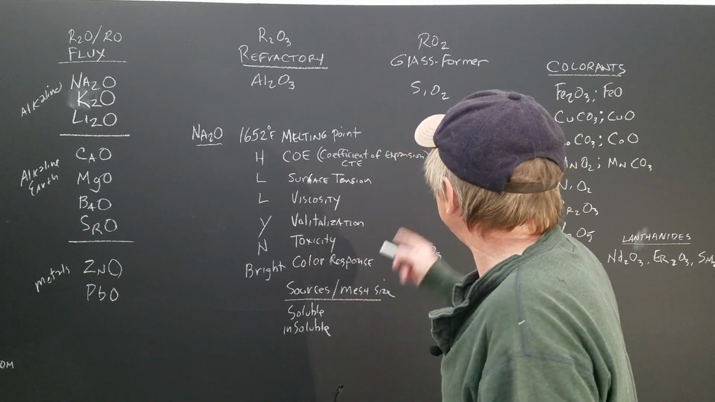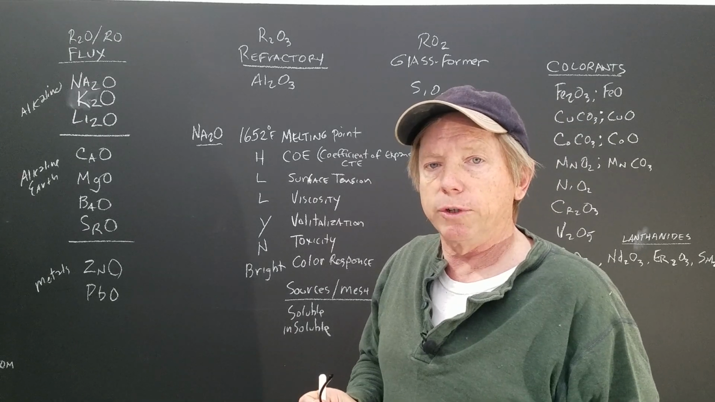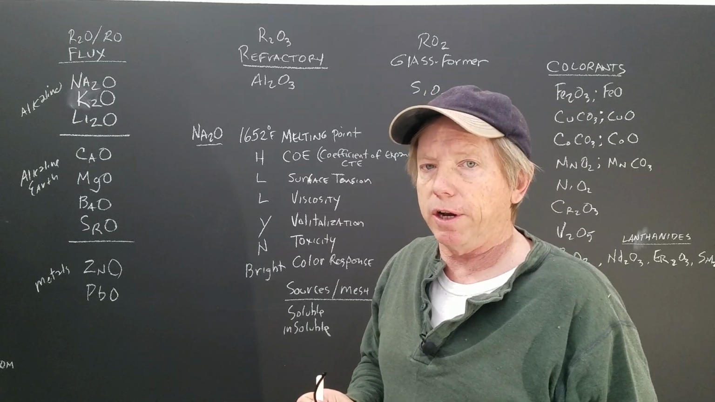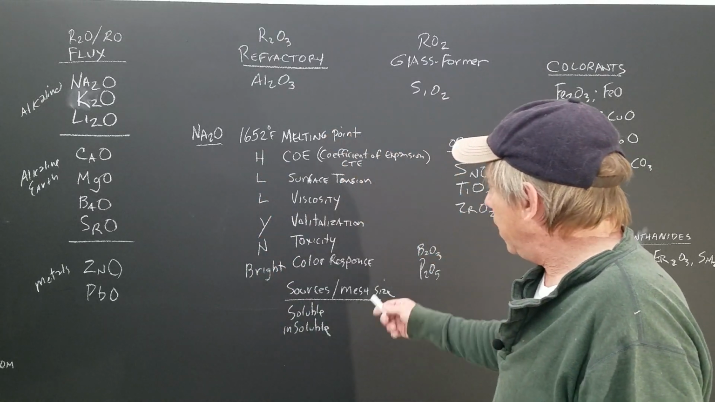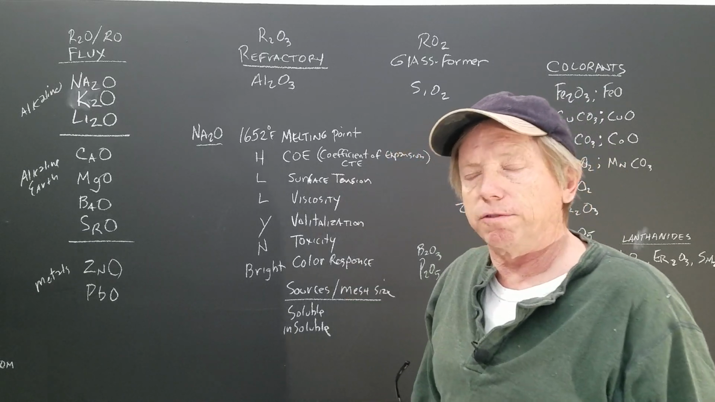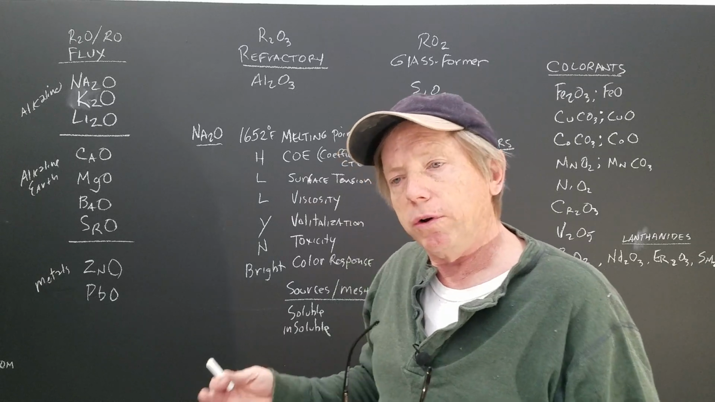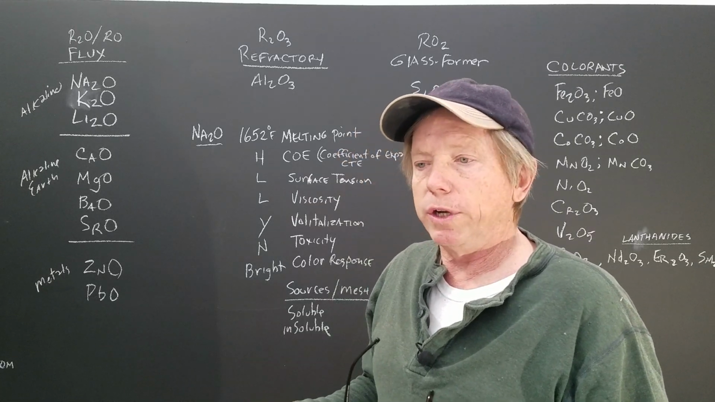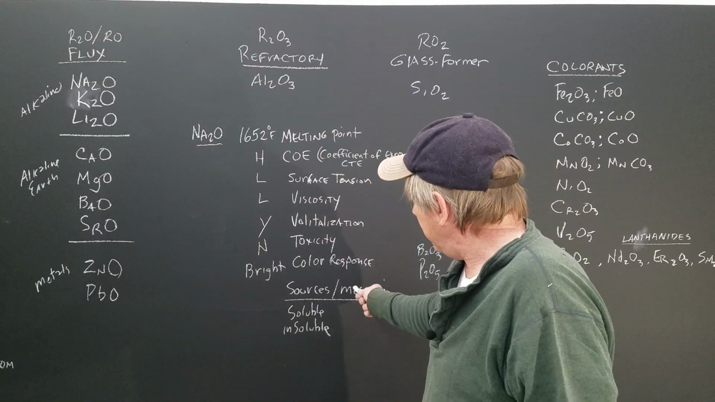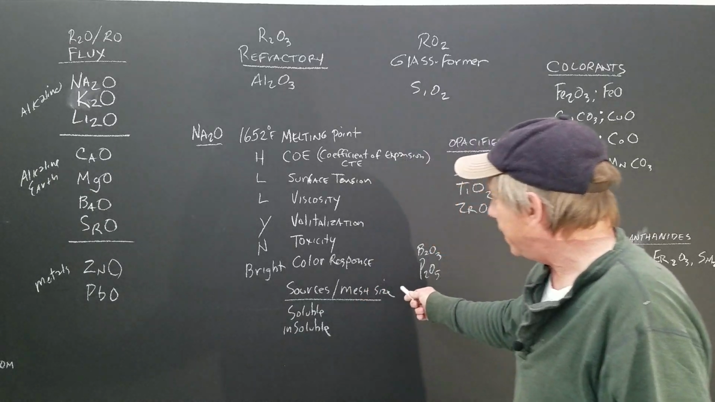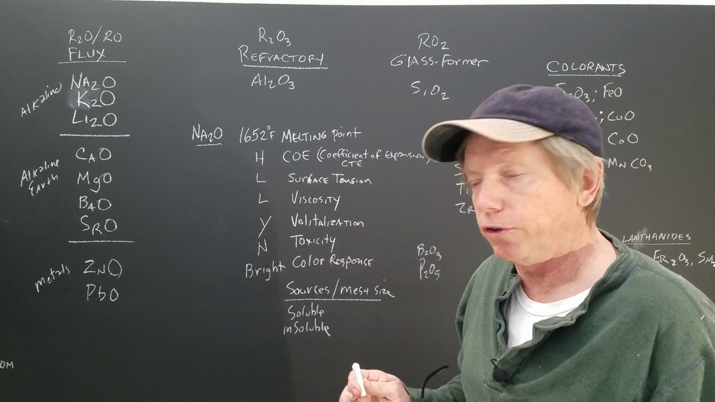melts very low. Because remember, the thing I'm comparing it to is silica, which melts at 3110 Fahrenheit. So that's pretty high, and this melts at 1650. Okay, the sources, whenever we get sources of materials, we never get sodium oxide. That's explosive. But we'll get it as a sodium carbonate, or we'll get it as a feldspar. And so that's what you need to know. And some sources have different mesh sizes, so you may choose a finer mesh size or a coarser mesh size depending on what you're doing.